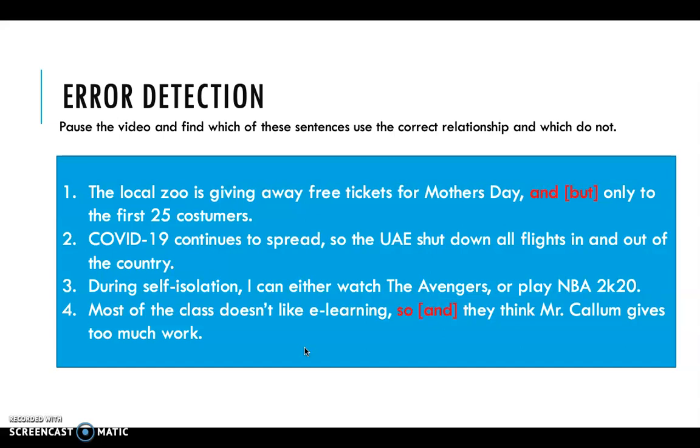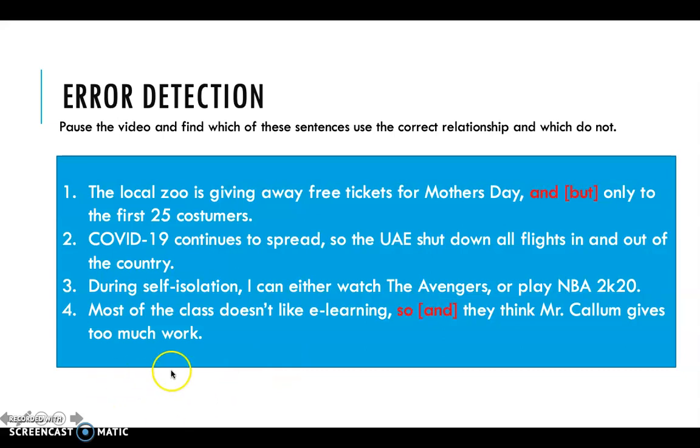For number 1, it says the local zoo is giving away free tickets for Mother's Day. And this is where I see most people kind of struggle with this concept. And they'll say, and they only give it to the first 25 customers. But to me, it's more of a but, right? They're giving away free tickets, but it's only to a certain amount of people, right? It's almost like the opposite. It's like, it's free, but there's something with it.